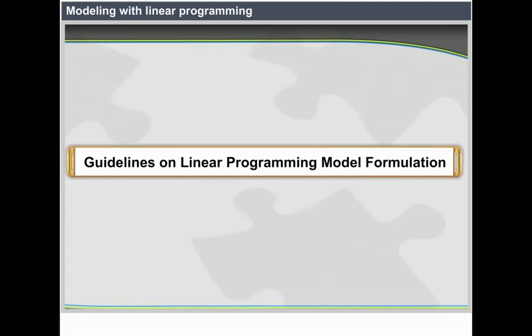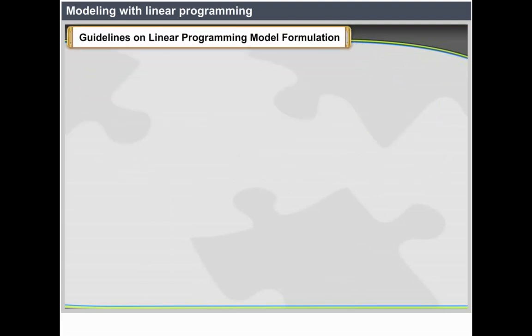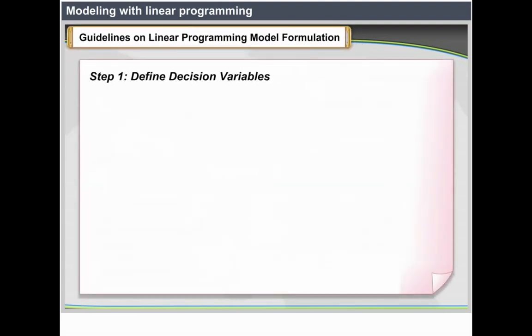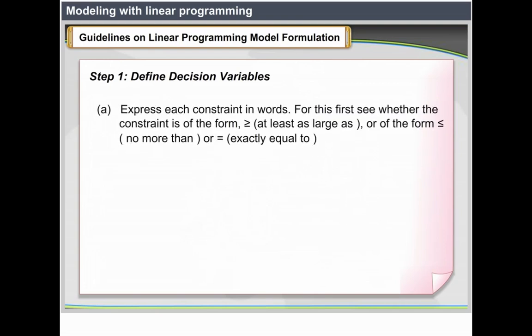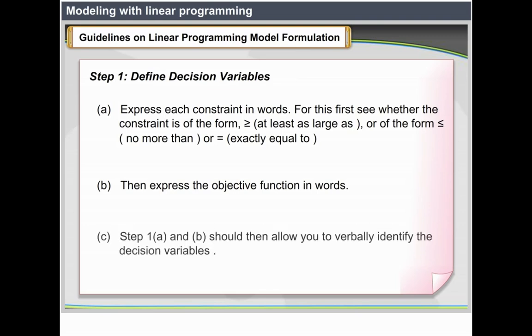Guidelines on linear programming model formulation. Step 1. Define decision variables. A. Express each constraint in words. For this, first see whether the constraint is of the form greater than or equal to, at least as large as, or of the form less than or equal to, no more than, or equal to, it means exactly equal to. B. Then express the objective function in words.